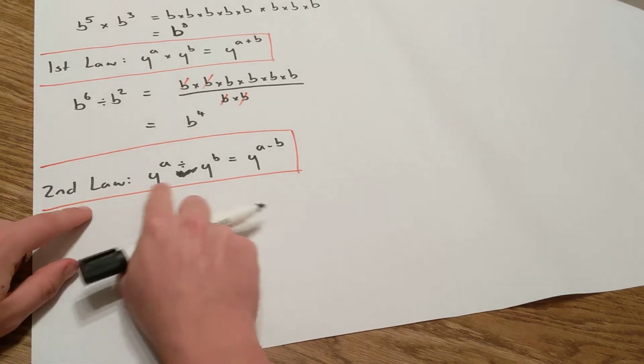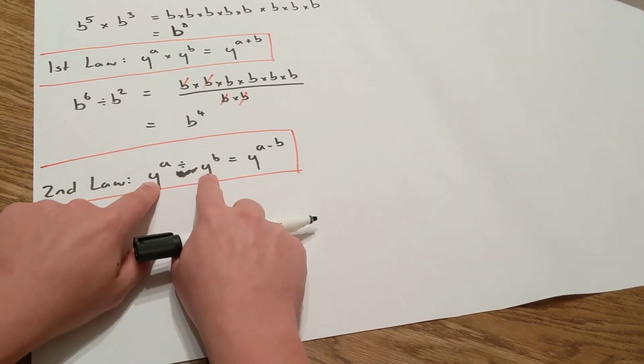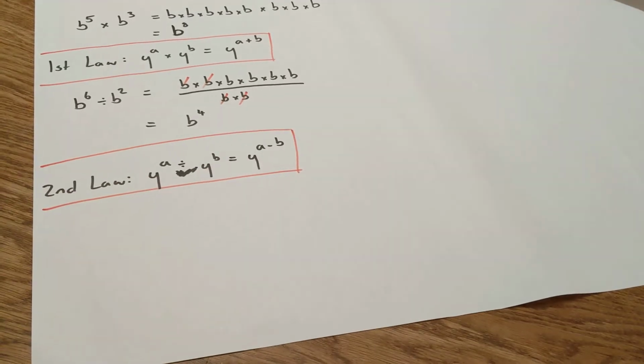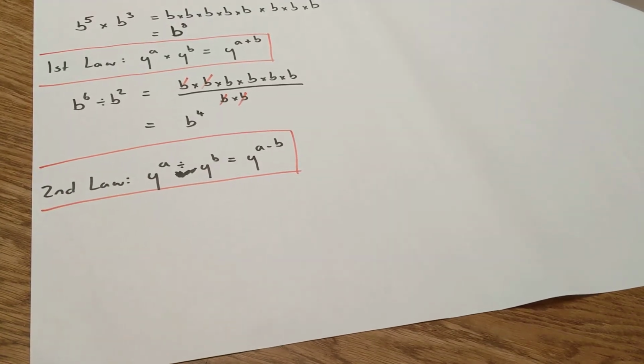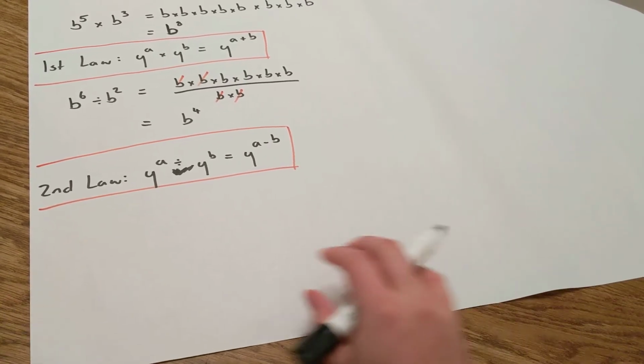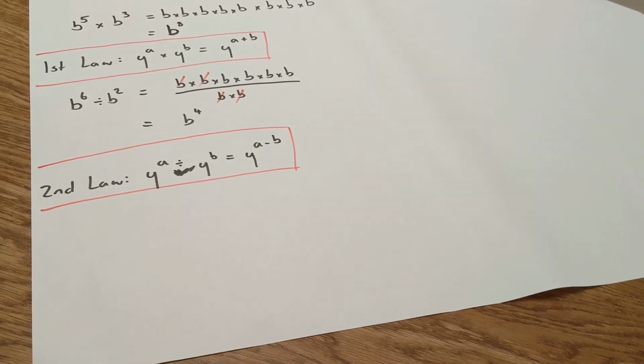So again, this only works if the bases are the same. You can only do this if it's the same thing you have as the base for each of those. So we'll look at some examples, some worked questions at the end with different bases, so you can see what I mean by that. Now, let's look then at our third law.